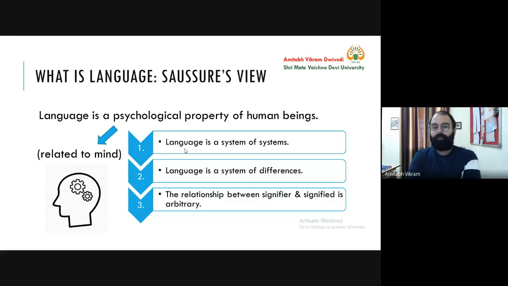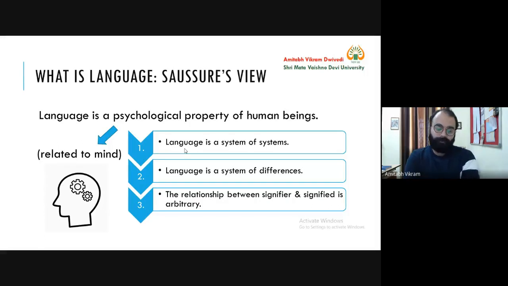So you have a system of sound, which falls under phonetics and phonology. Then you have a system of words, and that falls under morphology. Then you have a system of sentence structure, that falls under syntax. So you do not have only one system. As a language, you have one system, but inside it you have so many systems, and those systems are interlinked, interrelated to each other. Because of that, we say language is a system of systems.